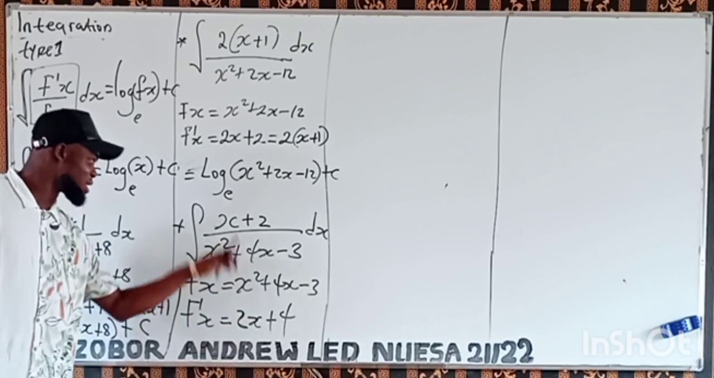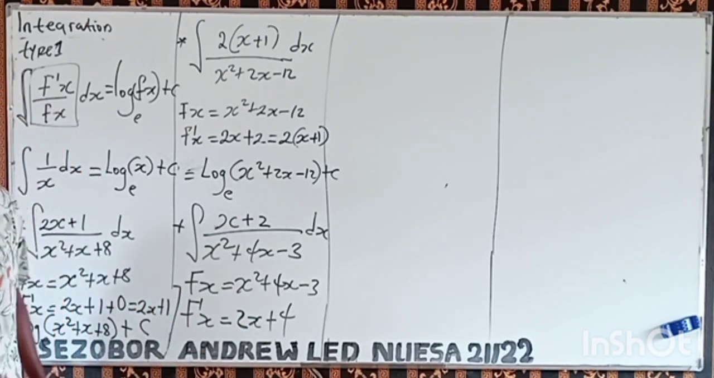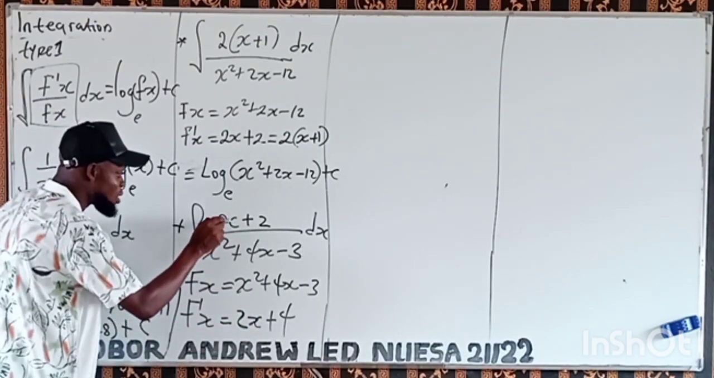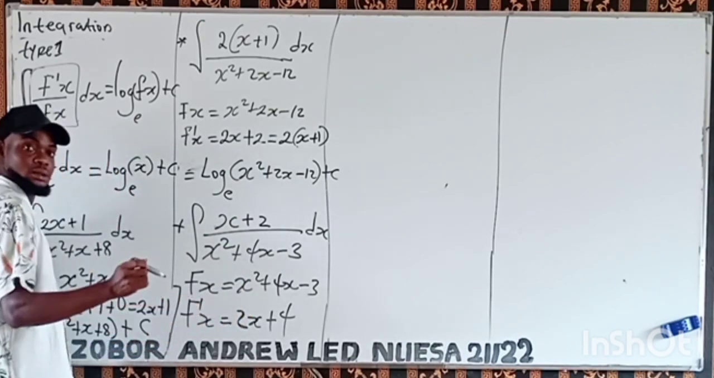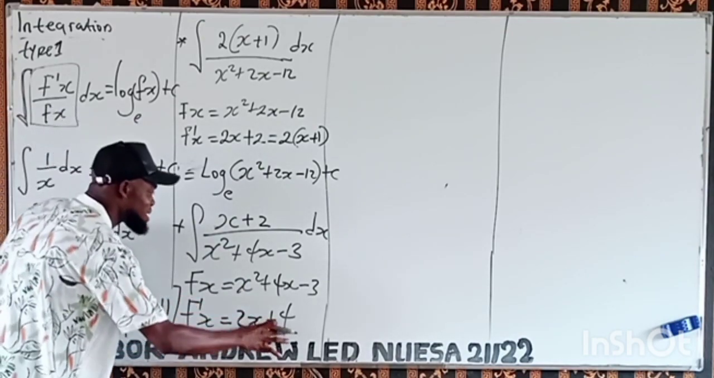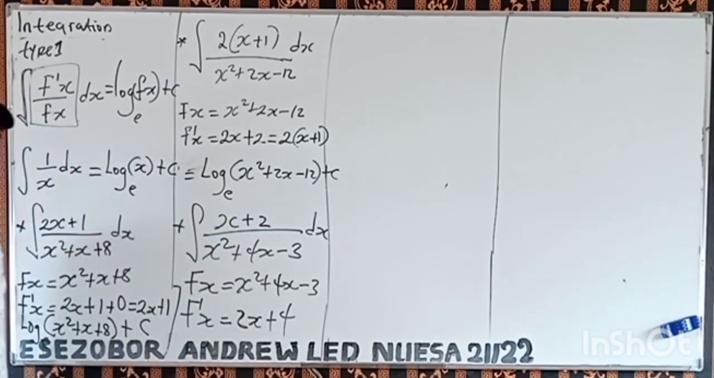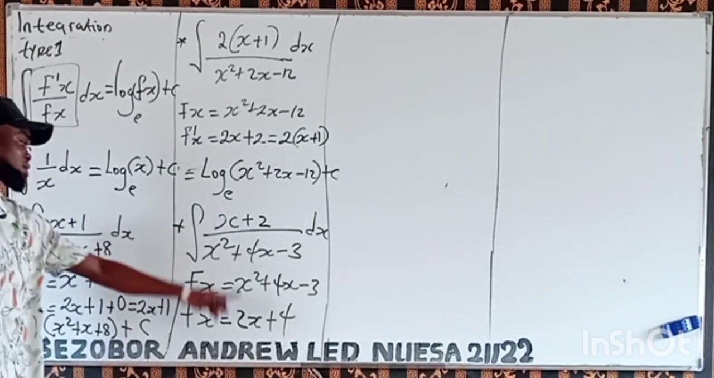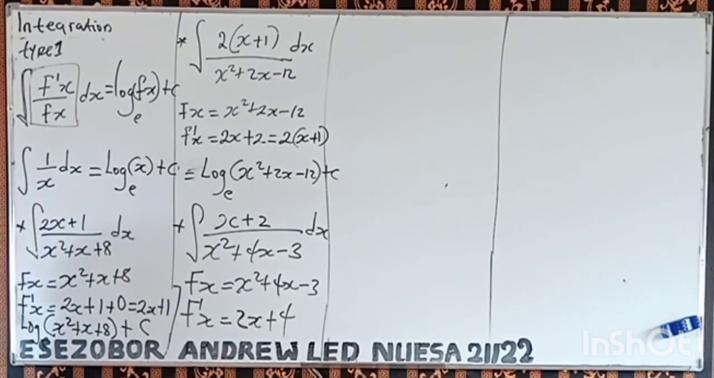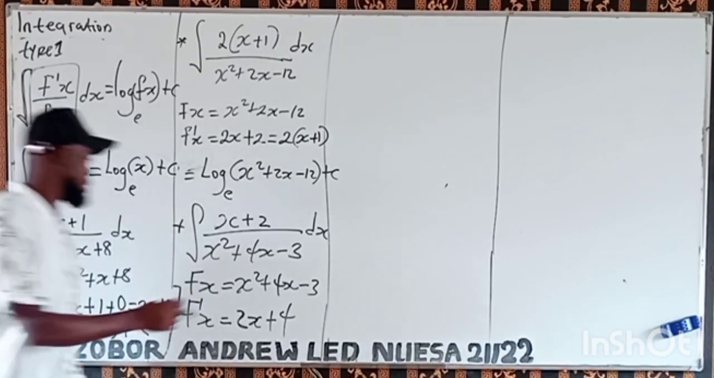Is there a relationship between this and this? Yes, there's a relationship. If I multiply this one by 2, I'm going to have this. That means this one is higher than this by a multiple of 2. That's 2 times this, will give us this. So what am I going to do?